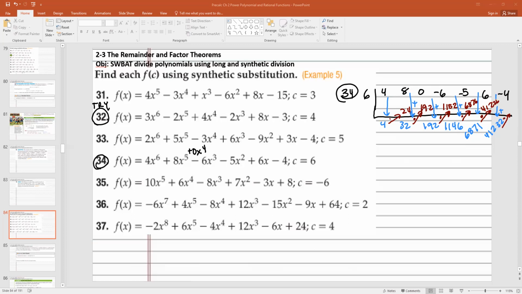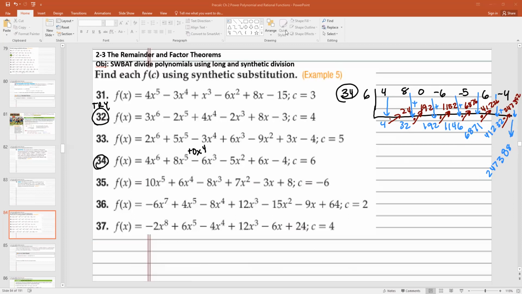41,232 times 6. So you get 247,392. Add that, and we get 247,388. And there you go. That's our remainder.